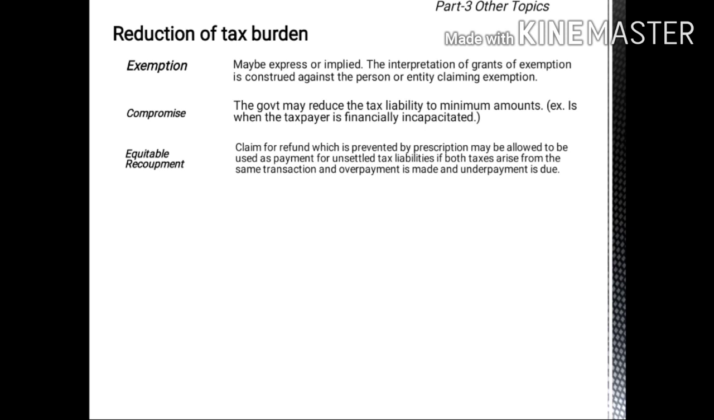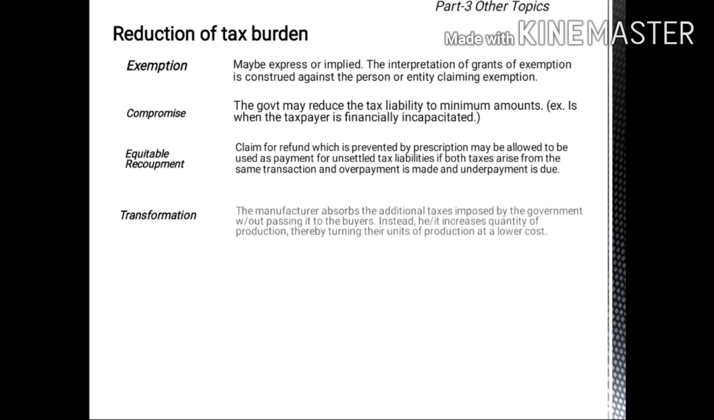So, what does this mean? If you overpaid your tax, you can claim for refund. However, there is a due date for claiming a refund. That is 2 years from the moment you paid. So, what if the 2 years have passed? It means your claim for refund has prescribed. However, with equitable recoupment, you can still use the refund that is already past due as payment for unsettled tax liabilities.